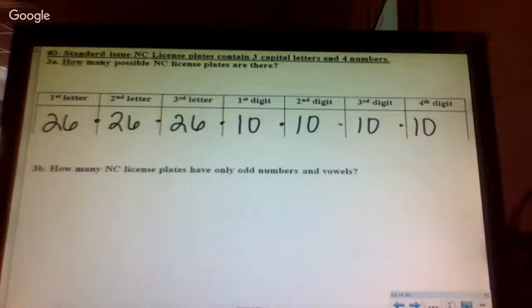Bless you. Oh my gosh. This is hard to read. 1, 7, 5, 8, 5, 9.